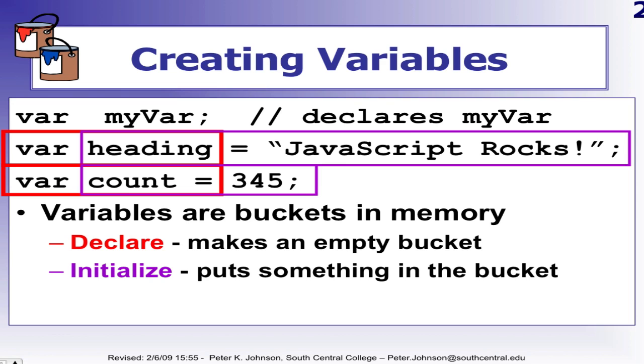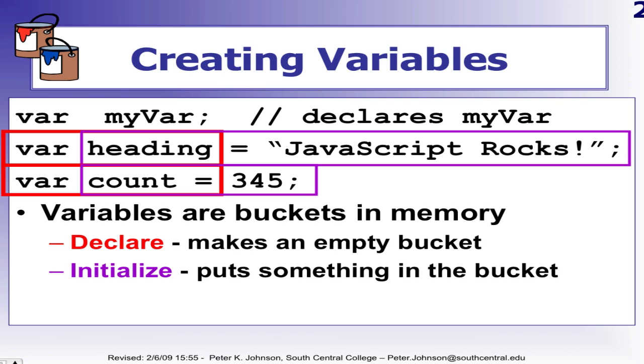Now there's two pieces to declaring or creating a variable. The first is a declaration, and that's basically just setting it up in the computer's memory, in the browser's memory. On this slide, I'm showing the declaration outlined in red. So we declare a variable named heading, and we declare a variable named count. Now, as those lines are, there's nothing inside that memory.